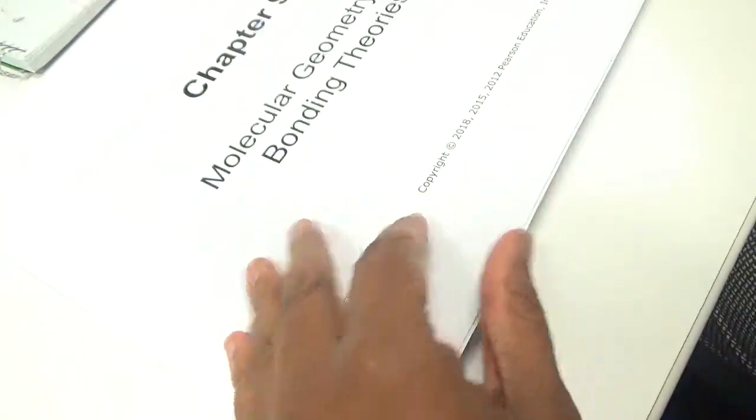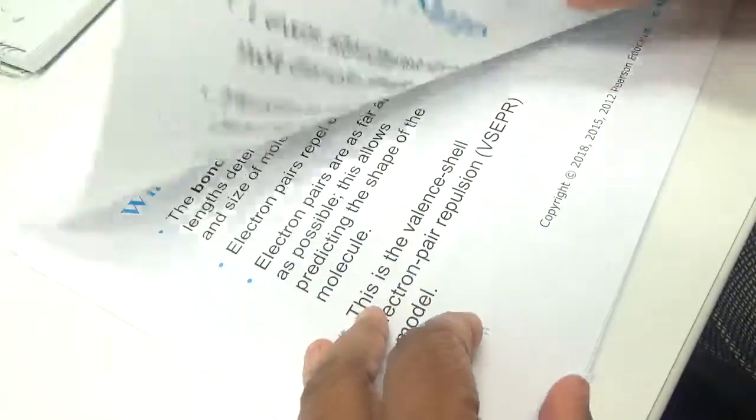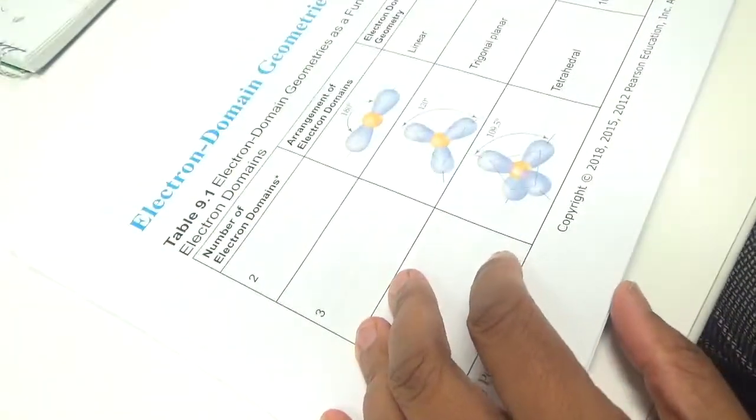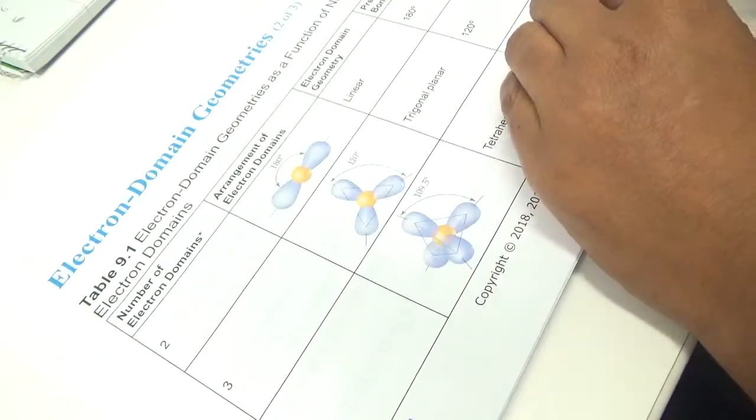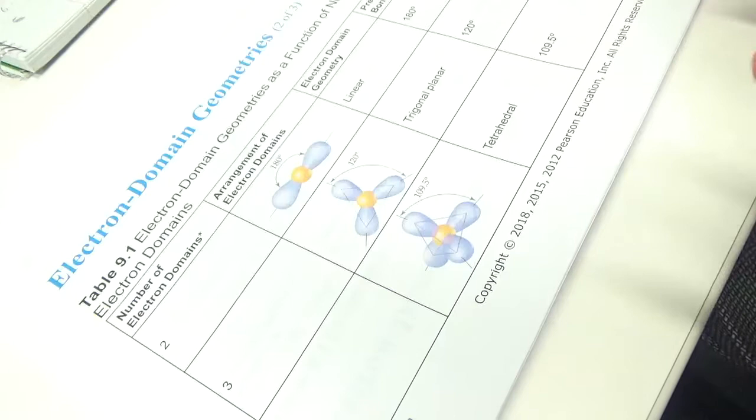There are mainly 5 electron geometries. Let me look at the PowerPoint. They are linear, trigonal planar, tetrahedral, trigonal bipyramidal, and octahedral.